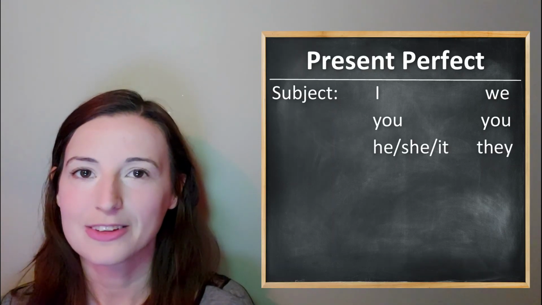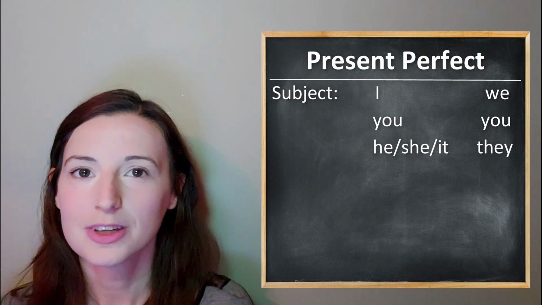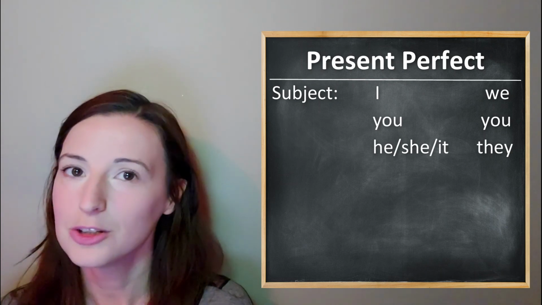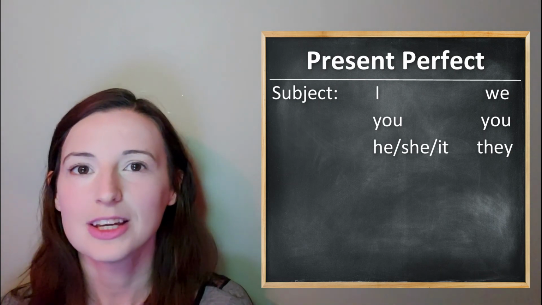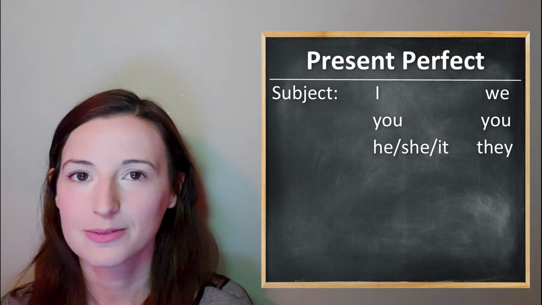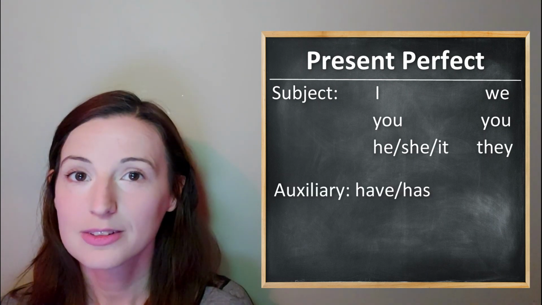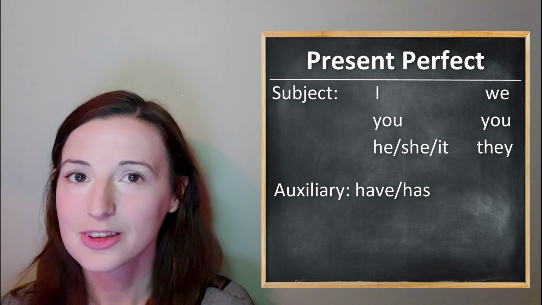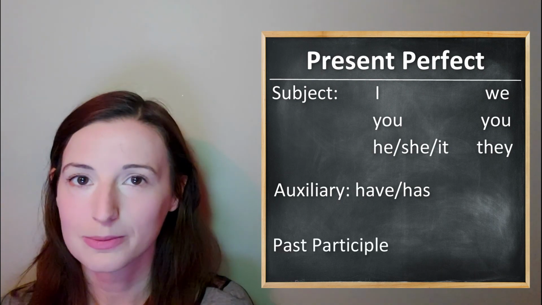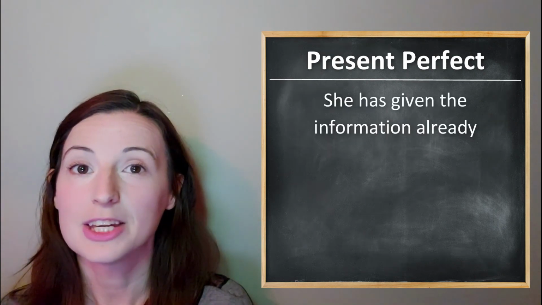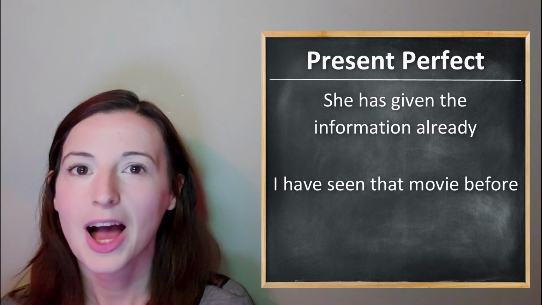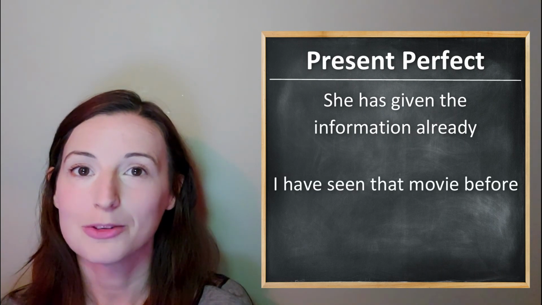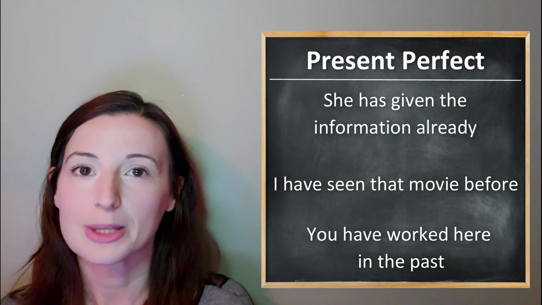Before we get started, let's take a look at how to conjugate the present perfect. The present perfect is made up of three parts: the subject, I, you, he, she, it, we, and they; the auxiliary, have or has; and the past participle. She has given the information already. I have seen that movie before. You have worked here in the past.